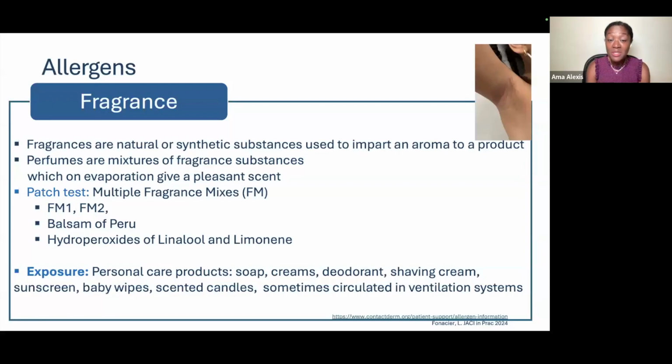Where can those be found? In a lot of personal care products, in soaps, creams, deodorants, shaving creams, sunscreen, baby wipes, scented candles. And this is a new one. It's a new thing that if you walk into some hotels and even some apartment buildings, they now circulate fragrance through the ventilation system. So when you walk into a place, it smells very pleasant, which is great. Unless you have contact dermatitis, then it's not great because you can react, and patients definitely react to that exposure as well.